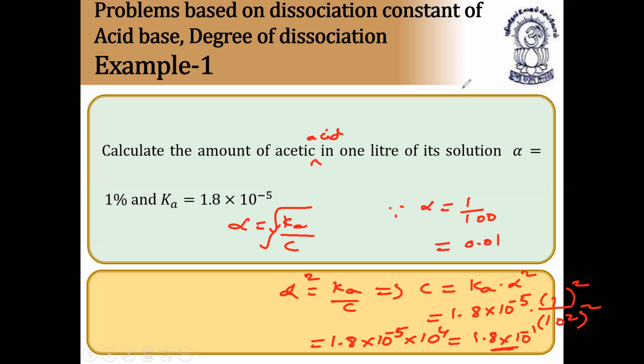So let us check the answer. That is the concentration, equal to 1.8 into 10 to the power of minus 1. Here 10 square is 10 to the power of 4. Because alpha is equal to root of Ka by C, alpha square is equal to Ka by C, so C is equal to Ka by alpha square. In this way, you have to find the answer.